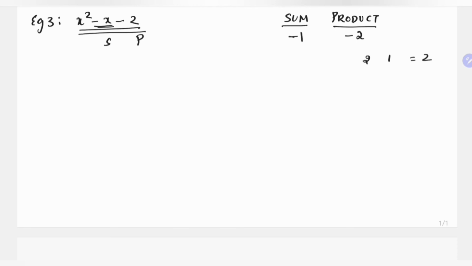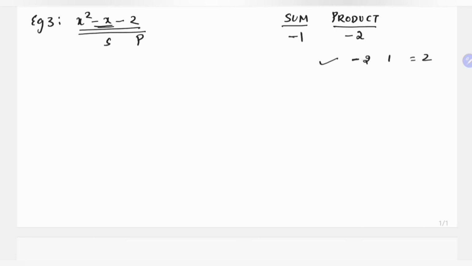How can you get minus 1 if you add 2 and 1? That means one number has to be negative. So, minus 2 plus 1 is minus 1. Because there is minus here, the larger number has to be minus here. Larger of these two numbers is 2. So, it will be minus 2 and 1. So, the sum condition is satisfied.